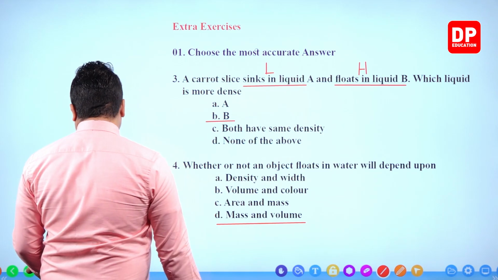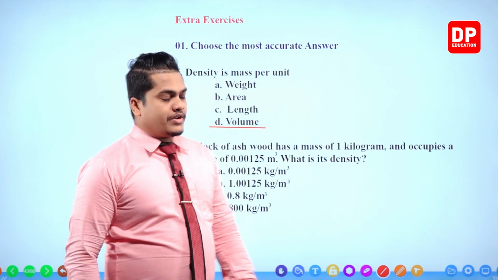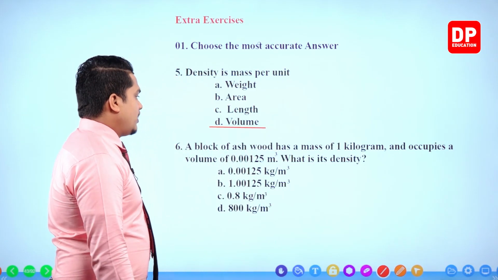Now let's head on to question number 5. Density is mass per unit: weight, area, length. The correct one would be volume. Density is the mass per unit volume, right? It is the mass per unit volume.